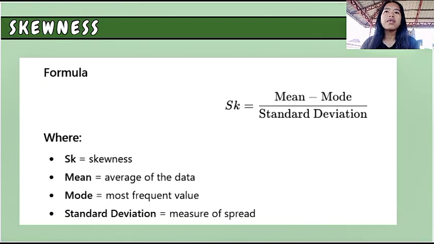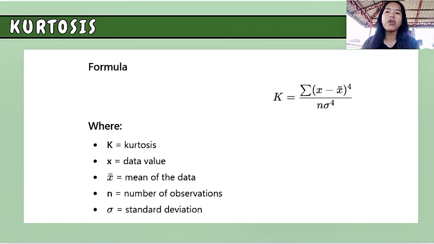Skewness describes the shape of a data distribution. A positive skew means the distribution is skewed to the right, while a negative skew means it is skewed to the left. If skewness is 0, the distribution is symmetrical. Now let's go to the final and the last one, the kurtosis. Kurtosis measures how peaked or flat a distribution is compared to a normal distribution. High kurtosis indicates a sharp peak, while low kurtosis indicates a flatter distribution.